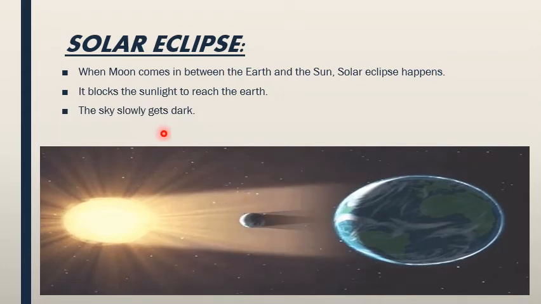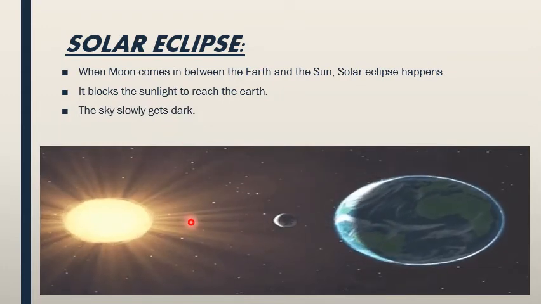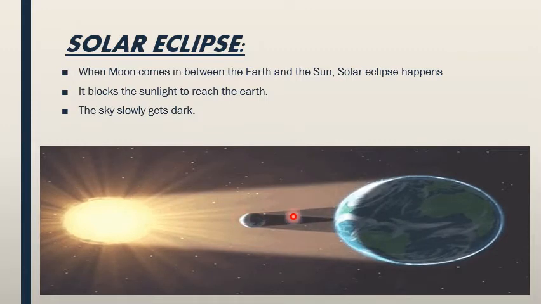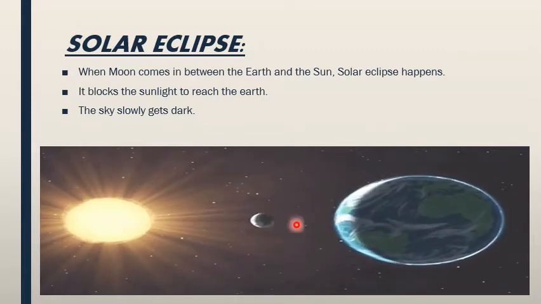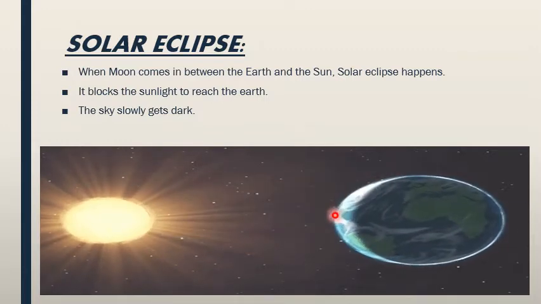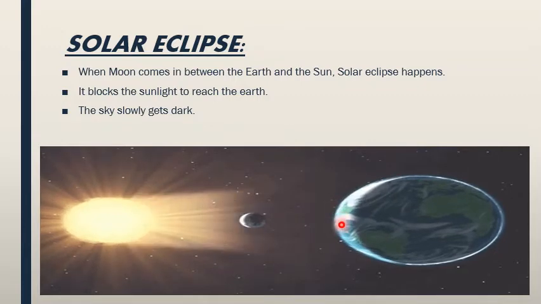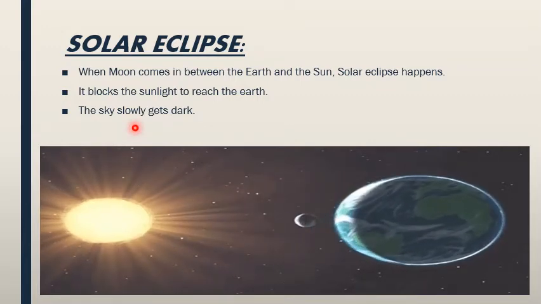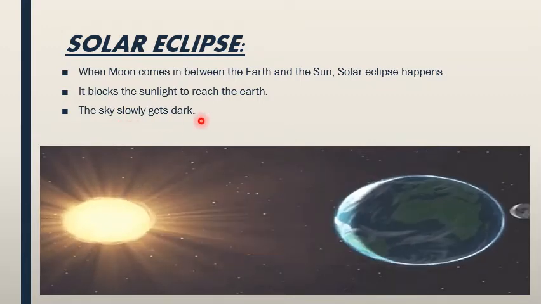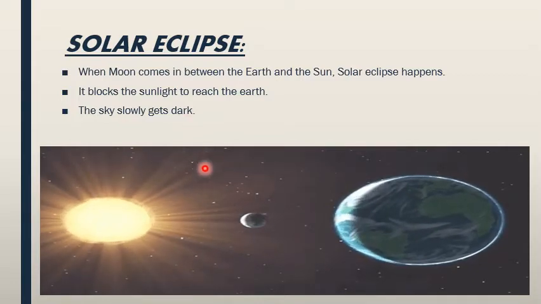The sky slowly gets dark. You can see that some of the part of earth gets dark due to this moon, because this moon is coming in between the earth and the sun, so the sunlight is blocked. So that particular area of earth will observe their sky to be dark. We have discussed this in last class.